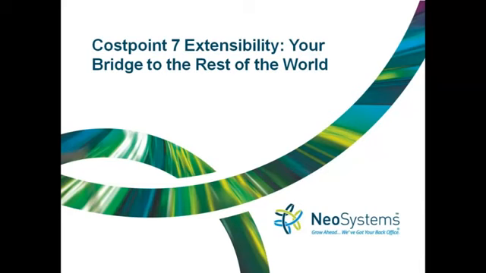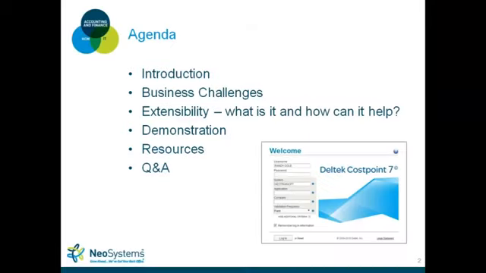Costpoint 7 Extensibility. We've all read the brochures by now, the literature, where it lets you add fields, validate fields, but really, what does it mean? How does it help you? What that does is it allows you to add the fields you needed for other applications. It allows you to validate them, make a field required, make other fields that already exist required. And this will help you to extend Costpoint, your bridge to your other applications, and in fact, the rest of the world.